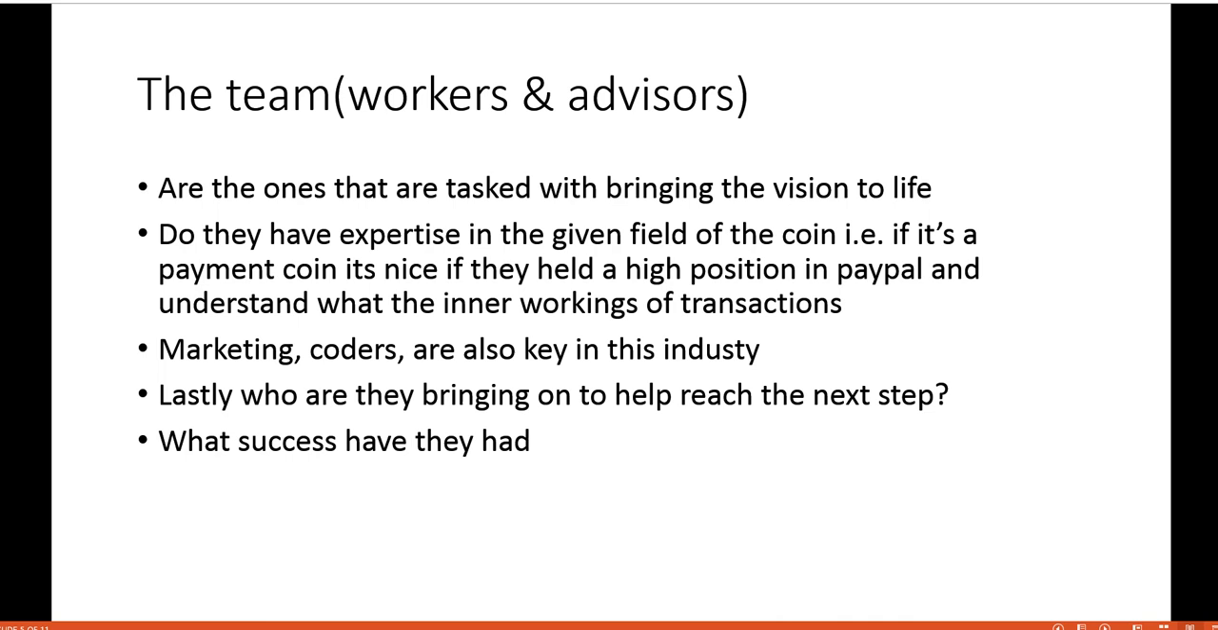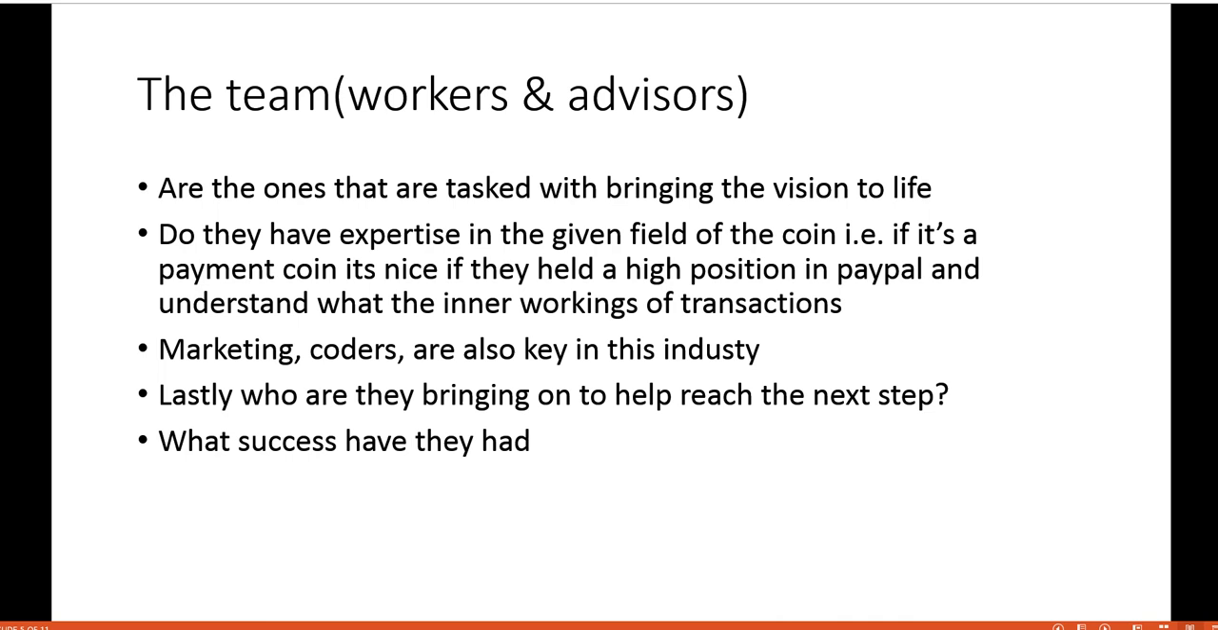Are they there for the money? Are they just trying to pump an ICO, or are they trying to bring value to their coin? Are they actually trying to believe in the blockchain and do something greater, and it's not a quick payout?